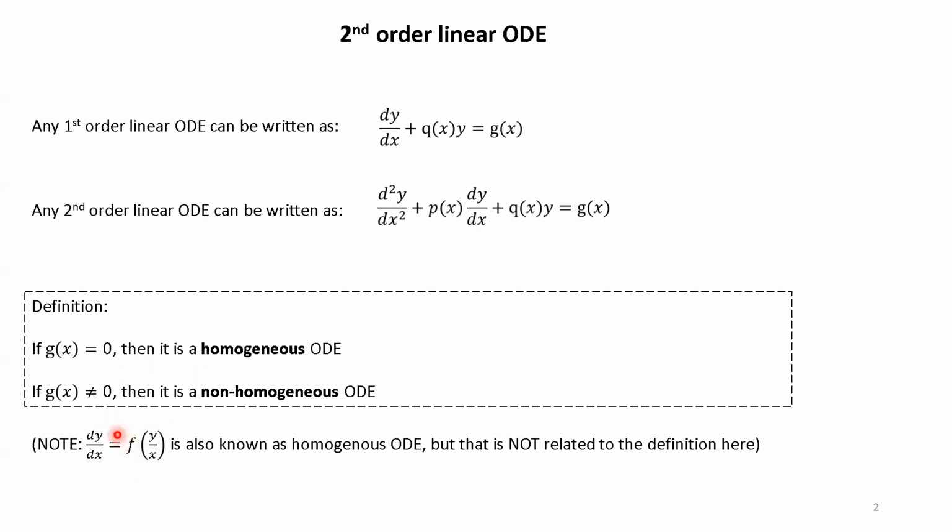But in the context that I'm talking about here, that has nothing to do with the homogeneous function. So from now on, when we talk about the second order linear ODE, homogeneous means right-hand side 0, non-homogeneous means right-hand side not 0. So that's it.